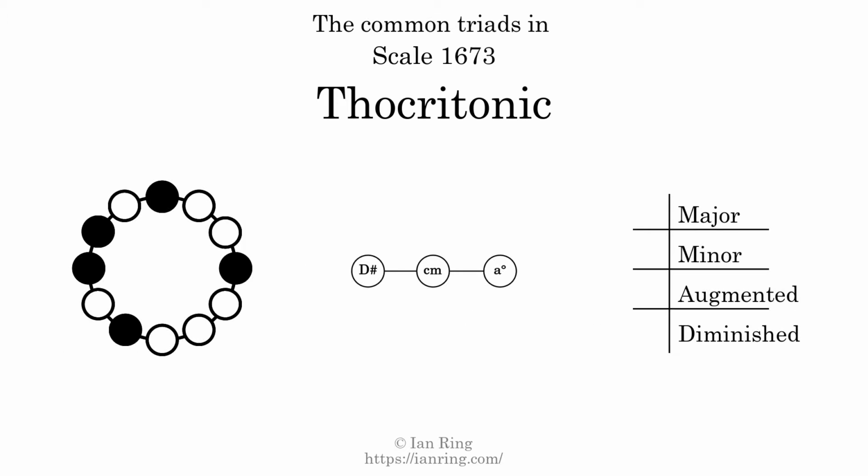0110100001001. Here are the common triads present in this scale. The diagram in the center is a graph of parsimonious voice leading between triads. There is one major triad. There is one minor triad. There are no augmented triads. There is one diminished triad. Here is a Hamiltonian path of parsimonious voice leading that uses all the triads.